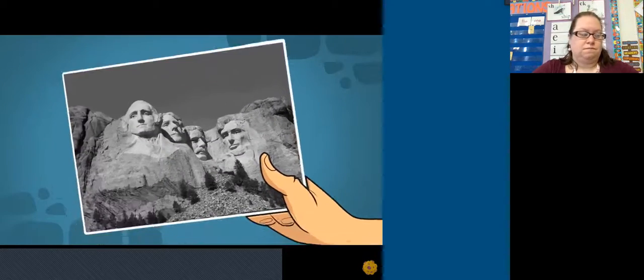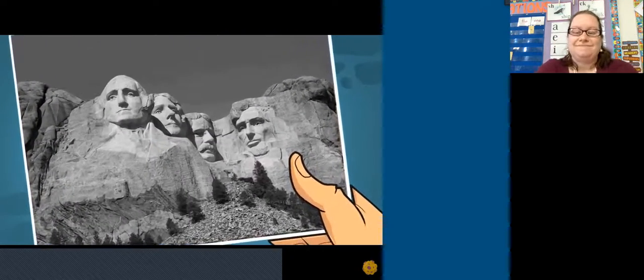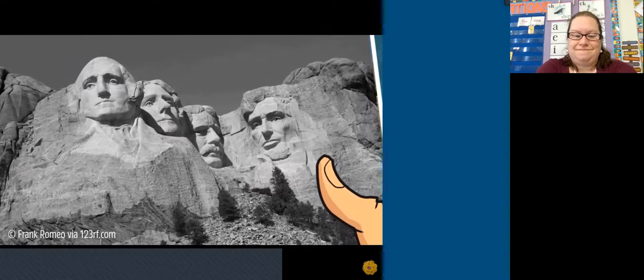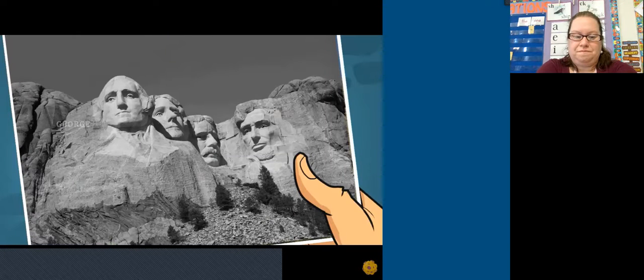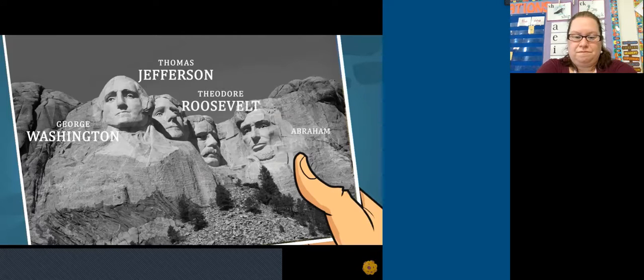Mount Rushmore is one of our most iconic American symbols. It has 4 faces of former U.S. presidents carved into the Black Hills of South Dakota. Who are the 4 presidents? From left to right, we've got George Washington, Thomas Jefferson, Theodore Roosevelt, and Abraham Lincoln.